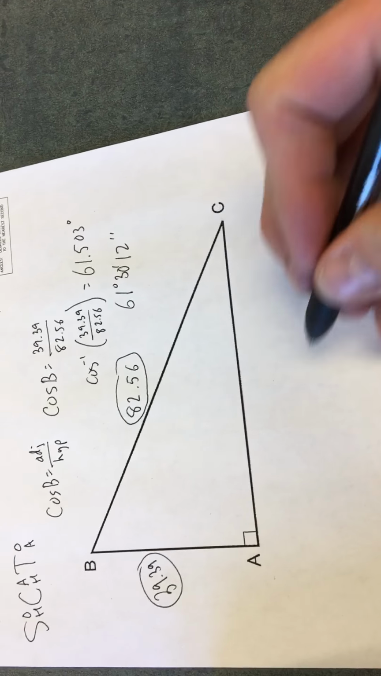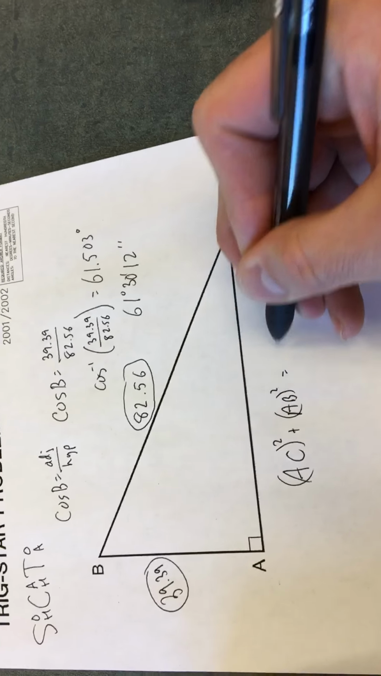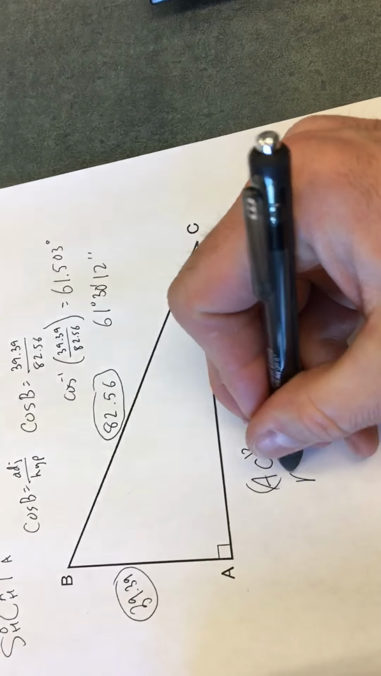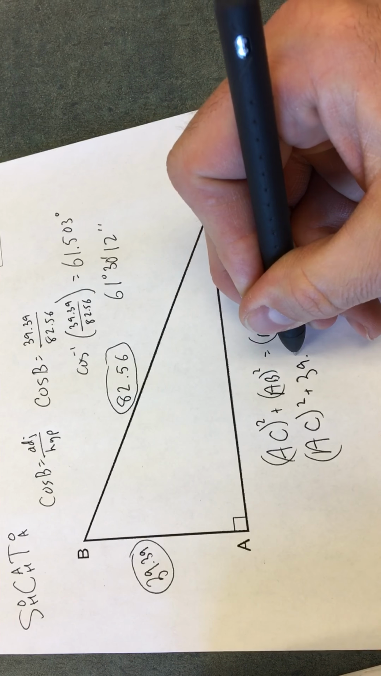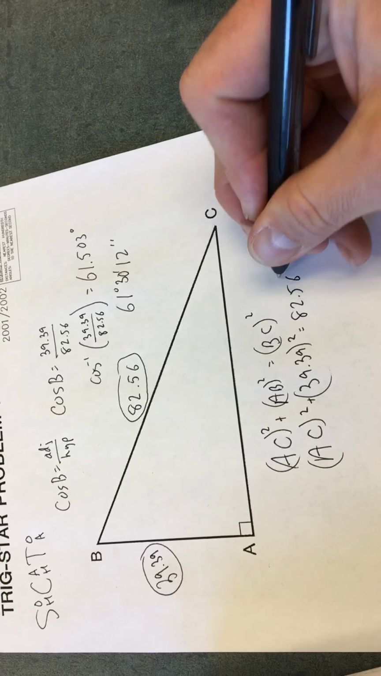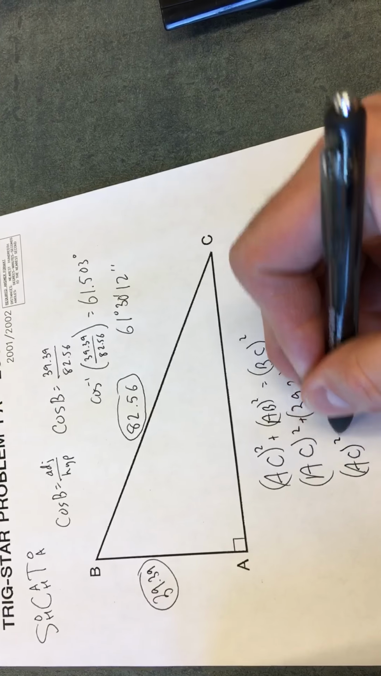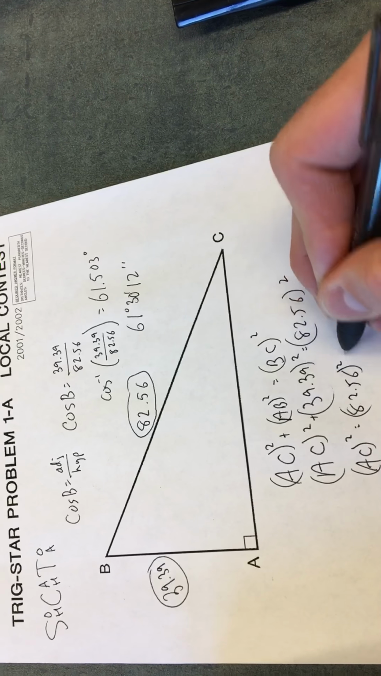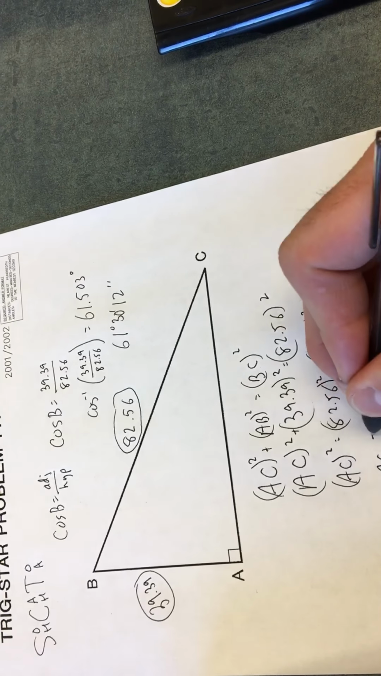Okay, now I need to find this side using Pythagorean theorem. So I'm going to realize that AC squared plus AB squared equals BC squared. And I know two of these three things. So AC squared plus 39.39 squared should equal 82.56 squared. So I'm going to subtract. AC squared should be this squared minus this squared. And I'm just going to go ahead and take the square root of that.